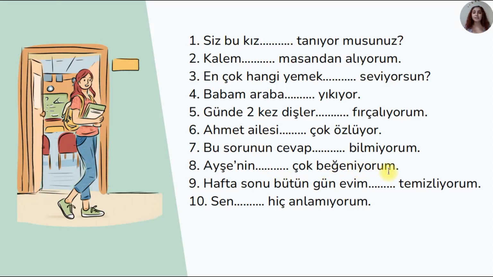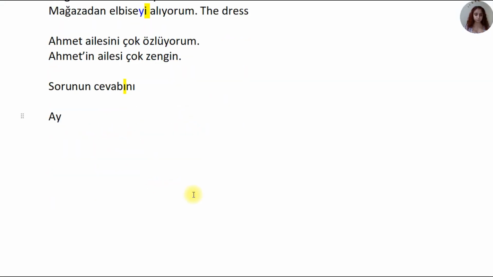Okay. Ayşe'nin something something çok beğeniyorum. I like so much something of Ayşe. It can be anything. It can be Ayşe's hair, Ayşe's nails, Ayşe's books. Let's say Ayşe's books. Ayşe'nin kitapları. The books of Ayşe. Ayşe'nin kitaplarını, this is accusative case, çok beğeniyorum. That's it.